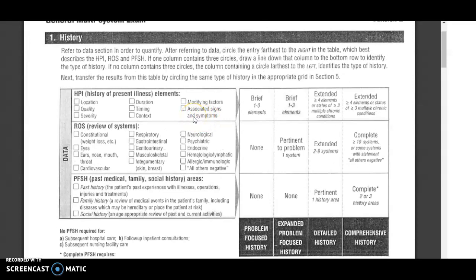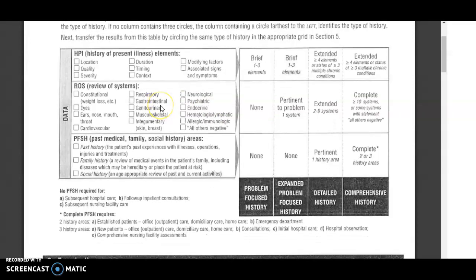One thing I want everyone to do right now is to pause and read through case 120. Then I want you to find the HPI, what you think they are, right behind, if you print this Audit Tool off, right behind what you think they are. Same thing with review of systems. And then we're going to go through it. And then if there's a past family social history.